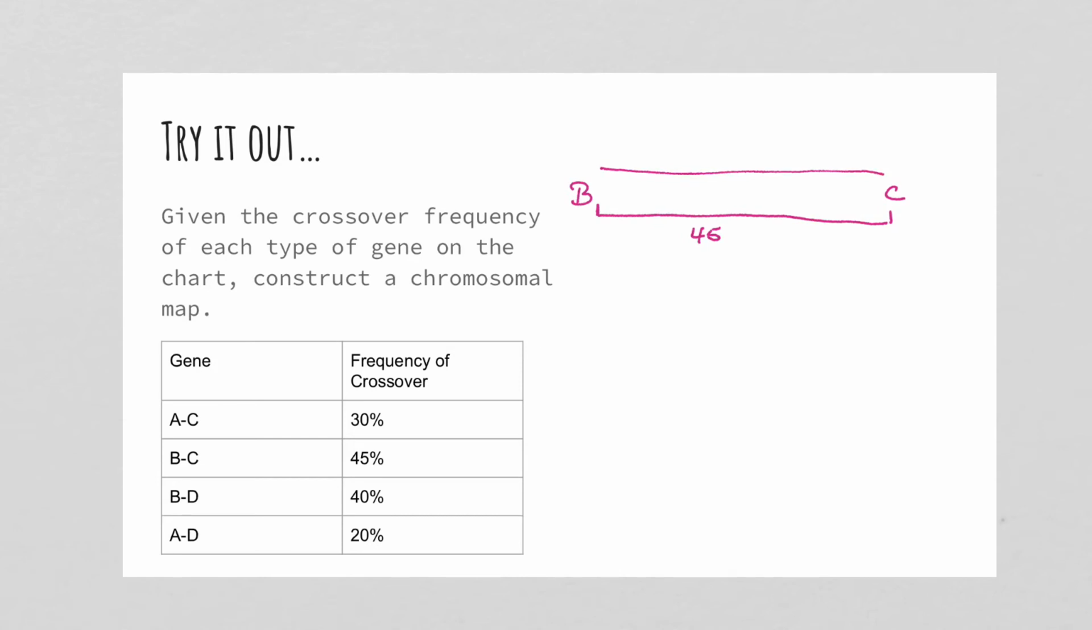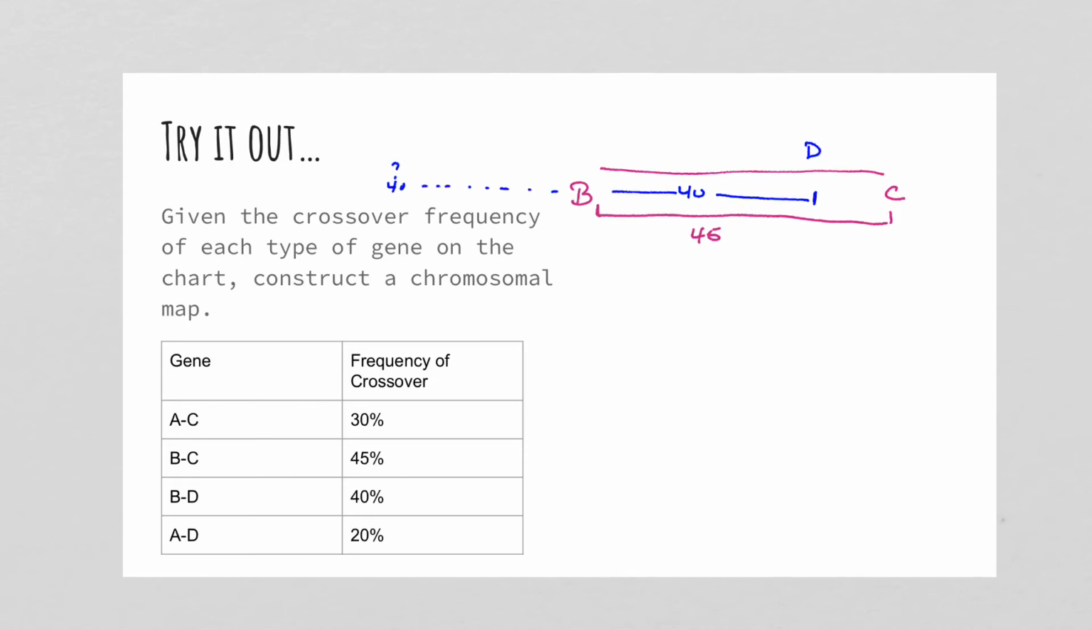Then I have to figure out a couple other things. So if B and C are 45 map units away, B and D are 40 map units away. Now they can be in two different places. My D can be over here, 40, which is quite possible, or it can be over here, 40. So I'm going to put my B and D here for now, put D over there and write down 40 for that, knowing that it could also be over here, 40, so we'll put that in question mark. We're going to see if everything else fits.